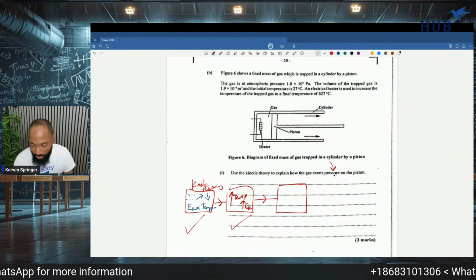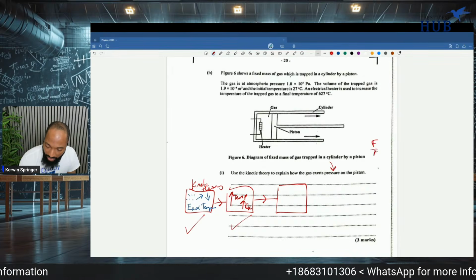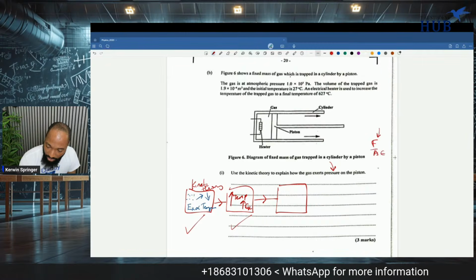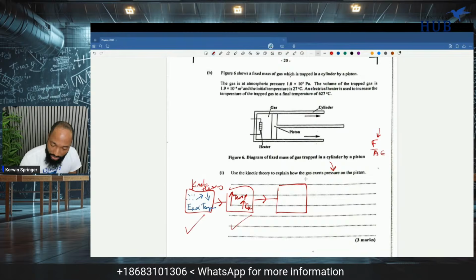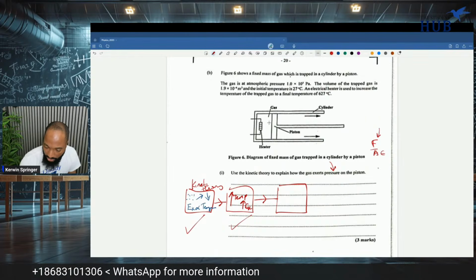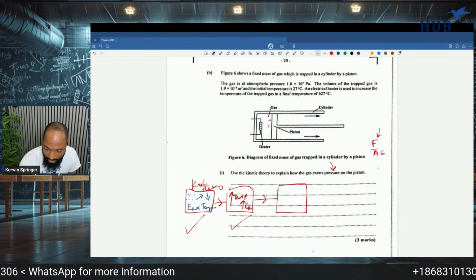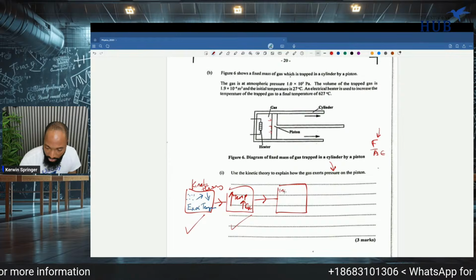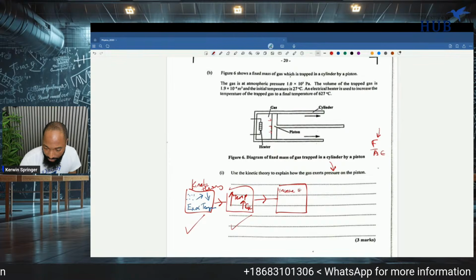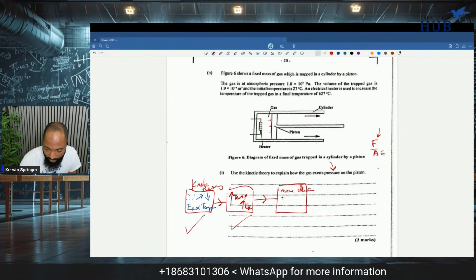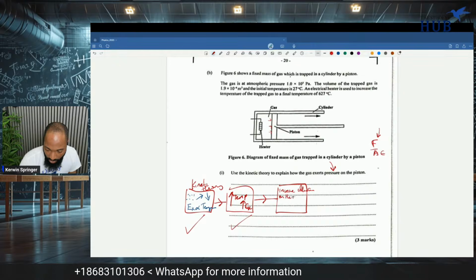And then, well, pressure. Pressure is force over area. So we need to get force and area into the explanation. You're going to increase collisions on the walls of the piston. They specifically say piston.